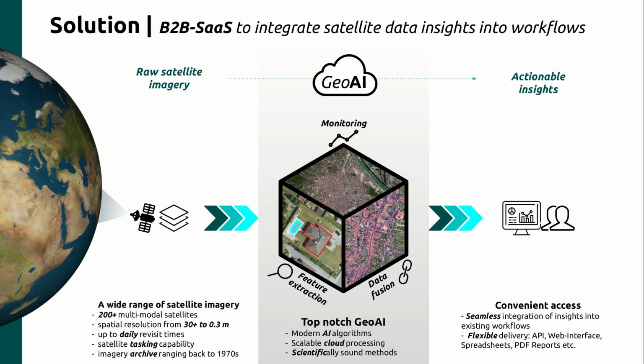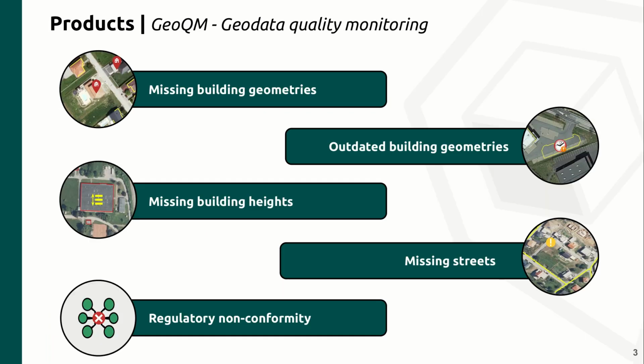But let me give you a couple of examples and also show you the products we have to offer. So the first one is called GeoQM. It stands for Geo Data Quality Monitoring. This is a product designed to help energy utility companies to keep their geodata up to date in the area they are providing the energy to.